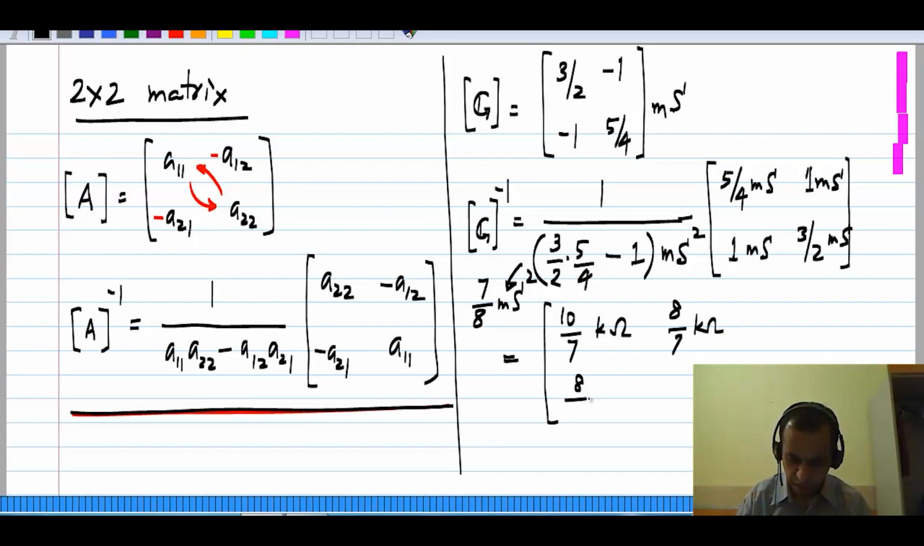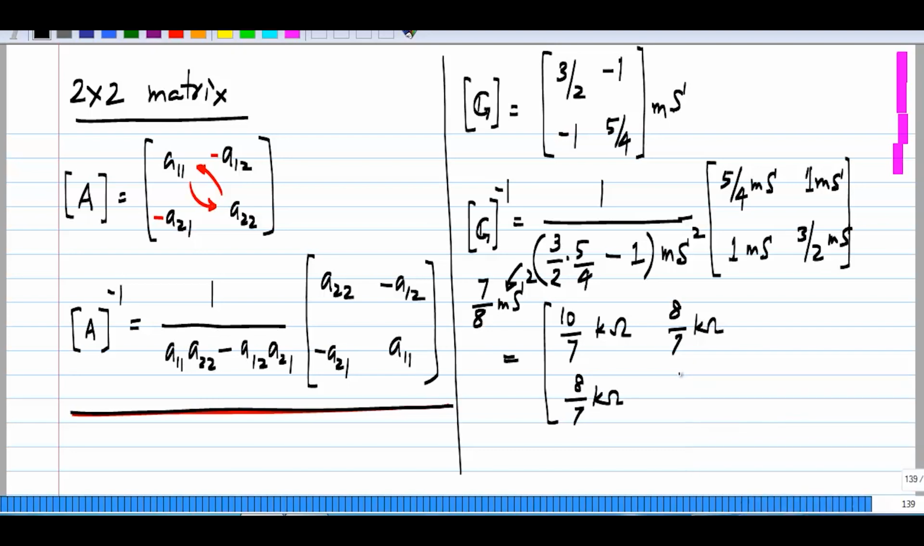8 by 7 kilo ohm, 8 by 7 kilo ohm, and 12 by 7 kilo ohms. And this is what I used. I multiplied the current source vector with this to get the node voltages. So for a 3 by 3 matrix, you can similarly calculate the inverse by calculating the determinant of the matrix and various submatrices. You can look at any standard textbook for this.